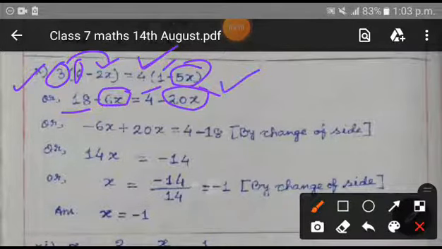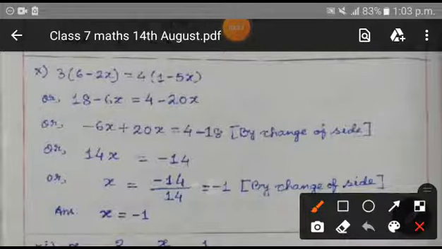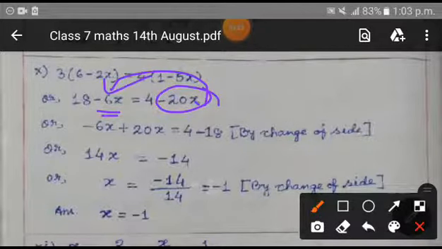Now what you will do is you are going to separate the constants and the variables. As you can see, here this minus 6x is present. Now minus 20x I am taking to the left hand side. So what will it become? Plus 20x. Minus 20x became plus 20x. After that, plus 4 was already over here.